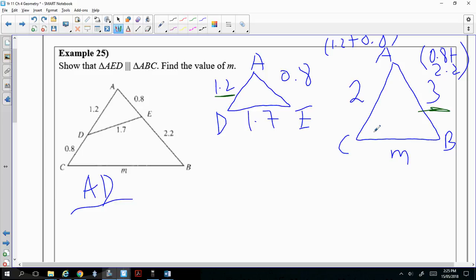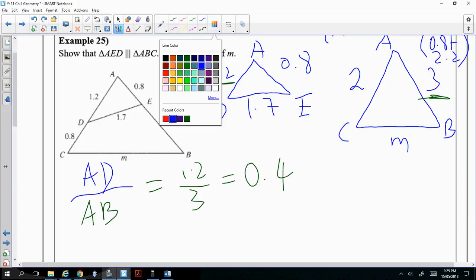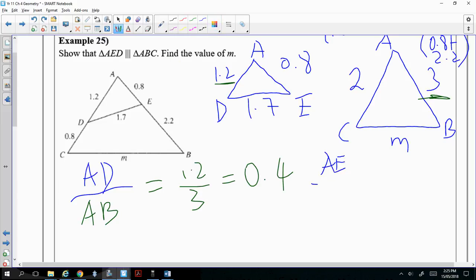And hopefully the other one also gives you 0.4. So you use your calculator for the second one. AE over AC is 0.8 over 2, also 0.4. Alright, so we've got two matching sides in proportion, and we need to include an angle. Which angles are equal? A, that's common, isn't it? Very nice. So we say angle DAE is equal to angle CAB, common angle. Now we've proved they're similar.